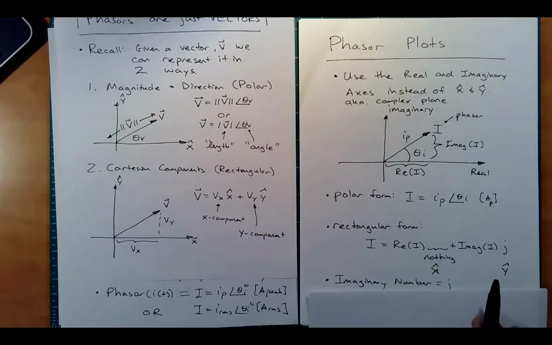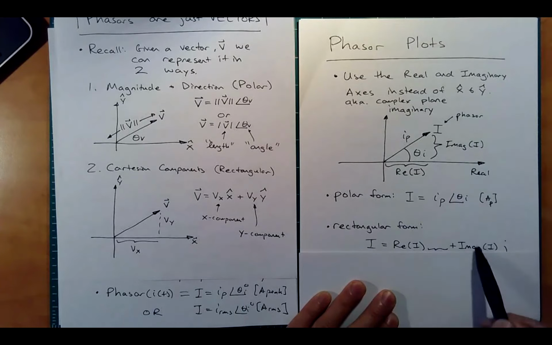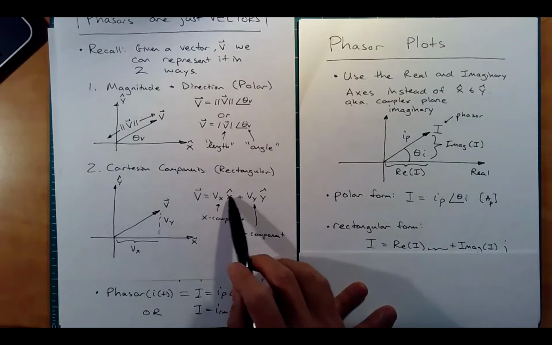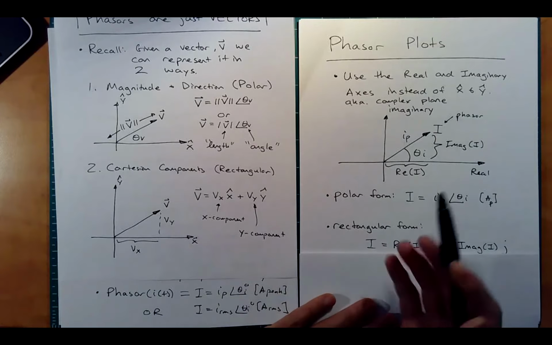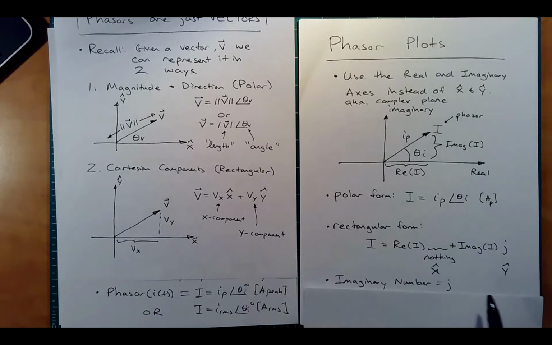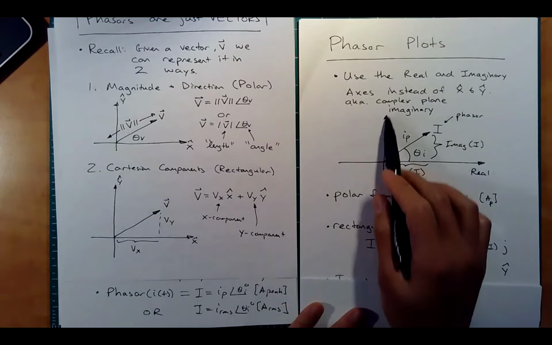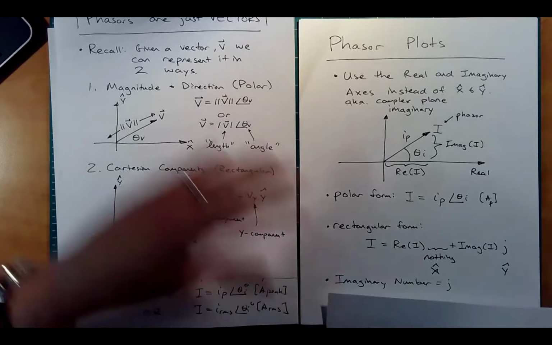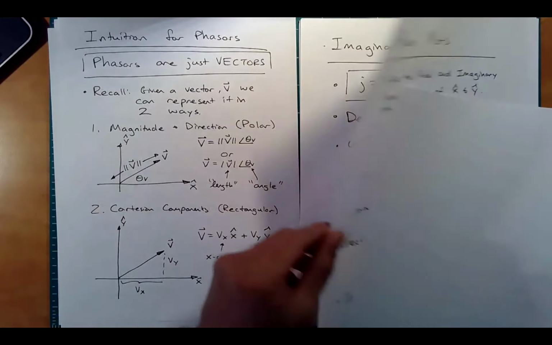Now if I want to represent it in rectangular form, I would take the real part of I and the imaginary part of I. Now, here's the difference. Notice in here I have x hat and y hat. When I write it in rectangular form with a complex plane, I actually have a reduction in notation. I just have nothing for the x hat, and I put a j here to tell me that this is going to be in the y axis, right? And remember, the imaginary number is j, defined as the square root of -1. Okay, good. Let's keep going.